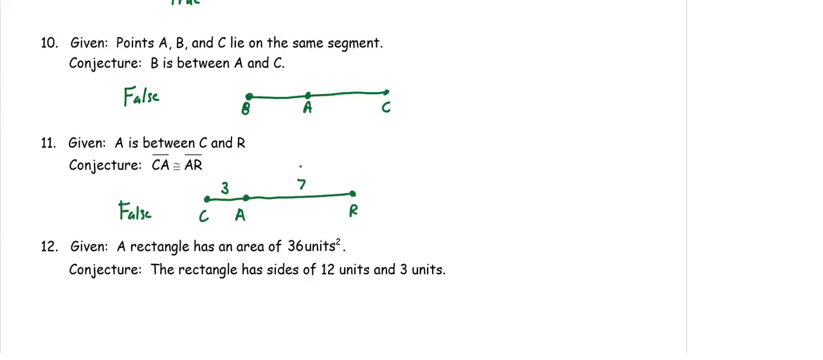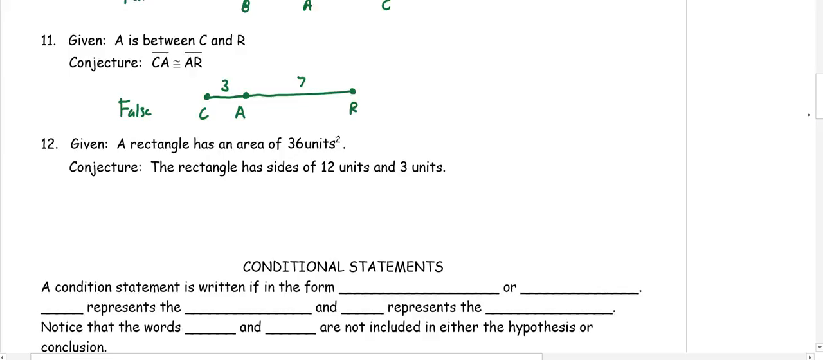Number 12, given a rectangle has an area of 36 units, the rectangle has sides of 3 and 12. Well, just because it has an area of 36, remember that area is base times height. So this could be false because we could have other sides that also multiply to 36. So for example, if we have a rectangle with the sides of 9 and 4, the area would still be 36.